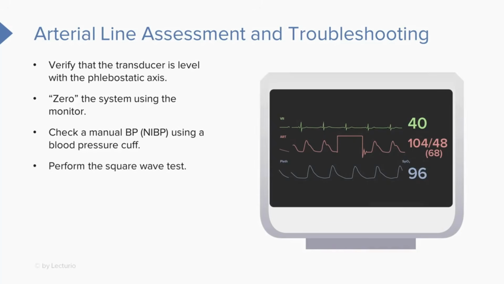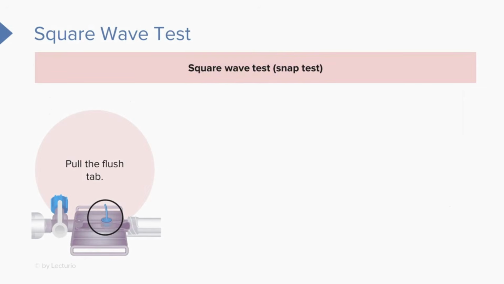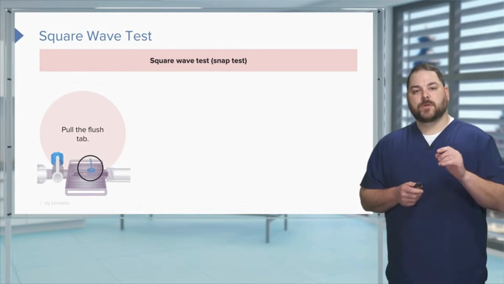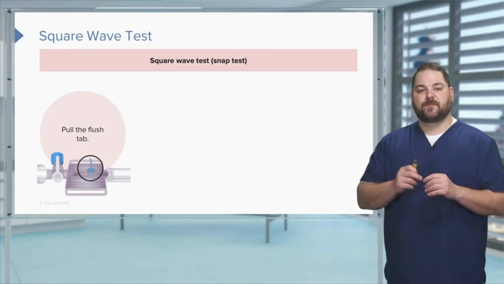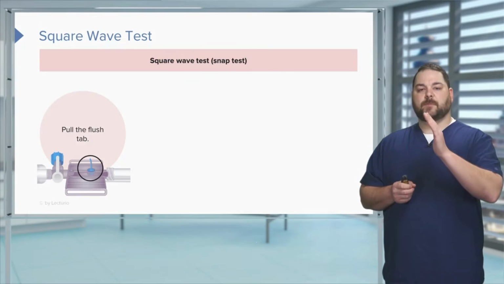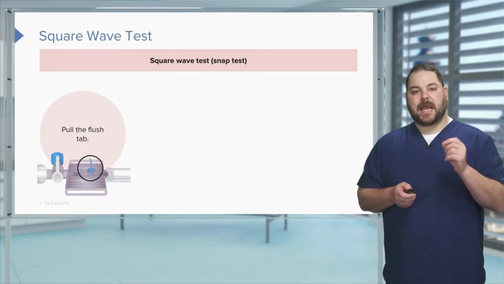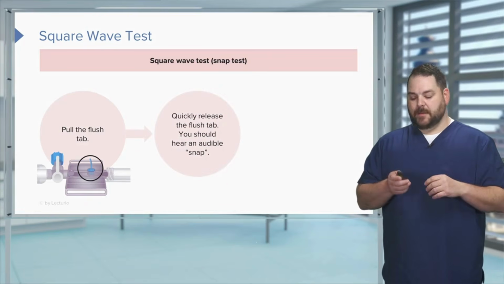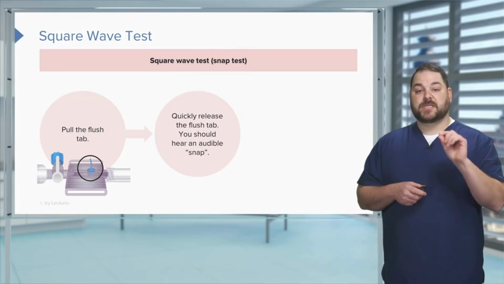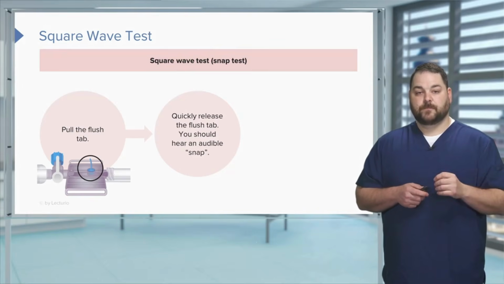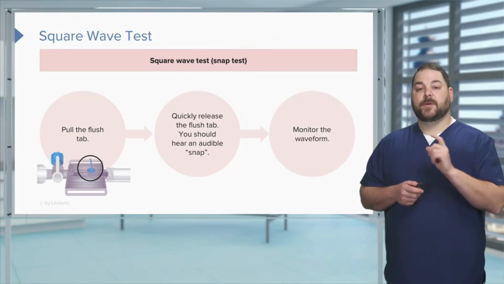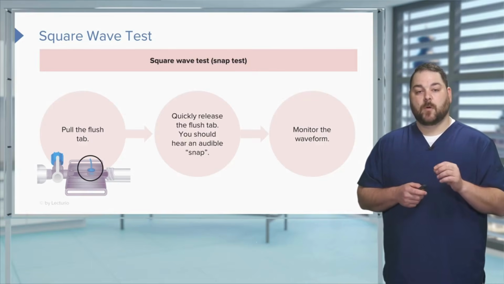Our last assessment on our arterial line waveform is our square wave test, also called our SNAP test. In order to do this, we have to pull the flush tab fully until the waveform becomes flat and up to 300 millimeters of mercury. Once that happens, we release the flush tab and cause an audible snap to occur. After that happens, we look up at our arterial line waveform and we assess for oscillations.